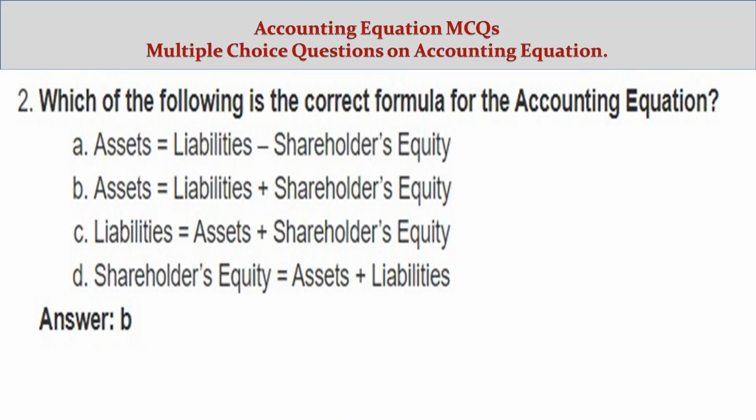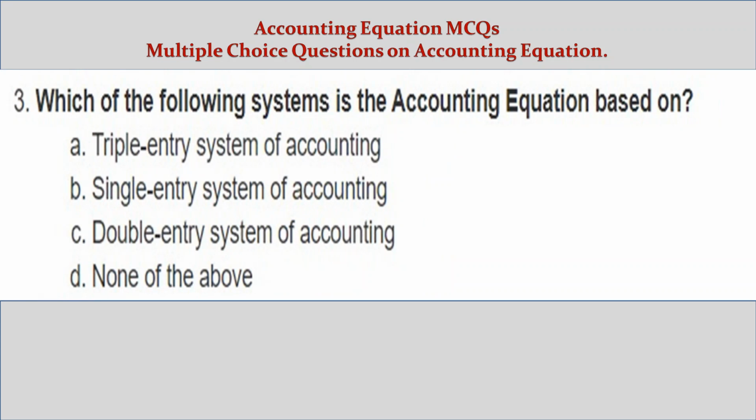Answer B. Assets is equal to liabilities plus shareholders' equity. 3. Which of the following systems is the accounting equation based on? Option A. Triple entry system of accounting. Option B. Single entry system of accounting. Option C. Double entry system of accounting. Option D. None of the above.